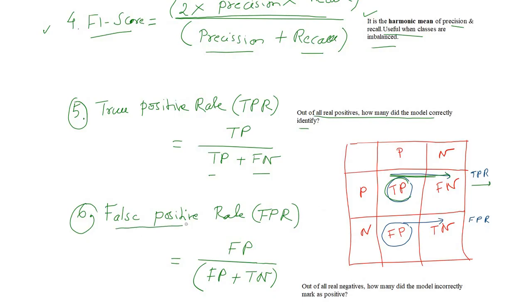For the false positive rate, that is FPR, it is FP divided by FP plus TN. You can remember this in the same way. This tells us, out of all the real negatives, how many the model incorrectly classified as positive.